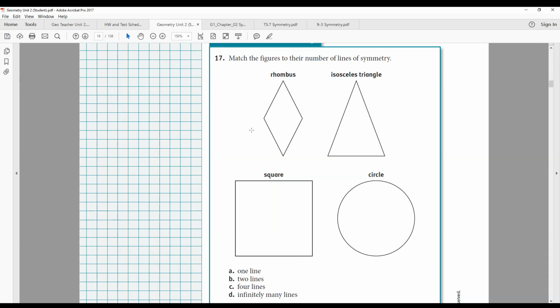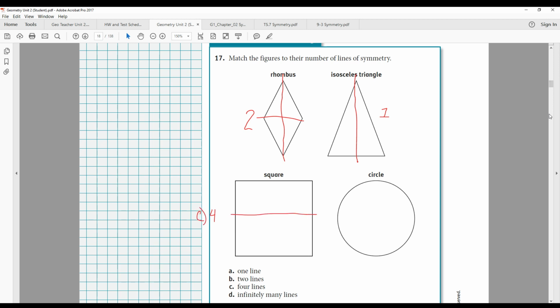All right, so the answers to number 17 should be this one, I believe, has 2 lines of symmetry. This one is only going to have 1 line of symmetry. It'll be right down the middle. This one will have one here, one here. This one's going to have 4 lines of symmetry. So this will be answer C.